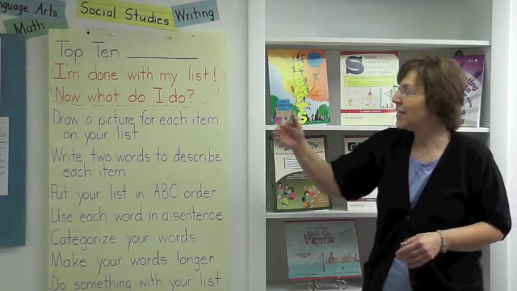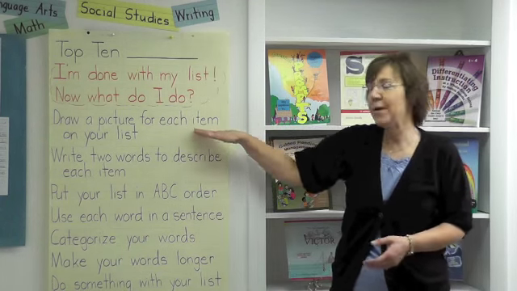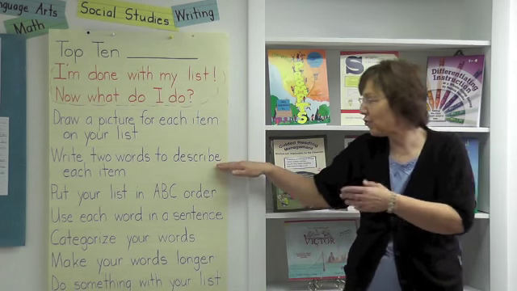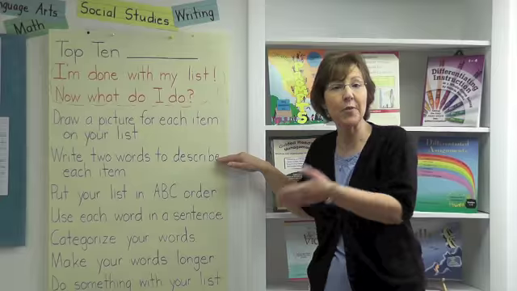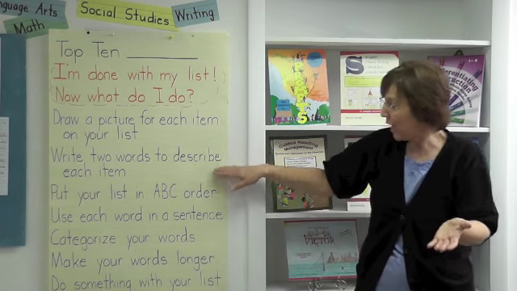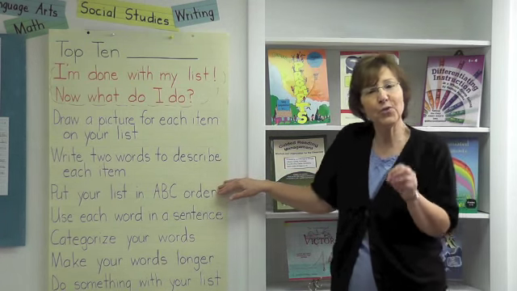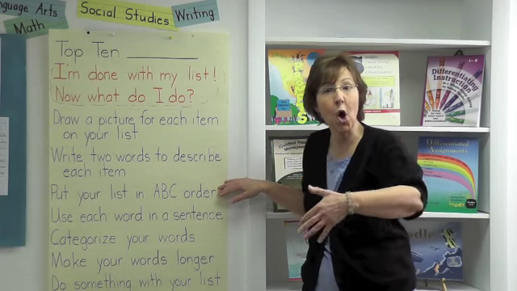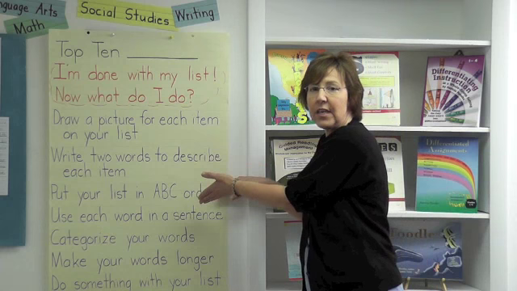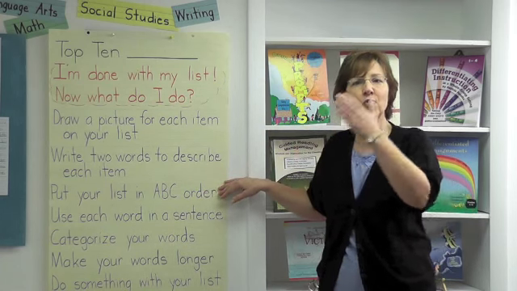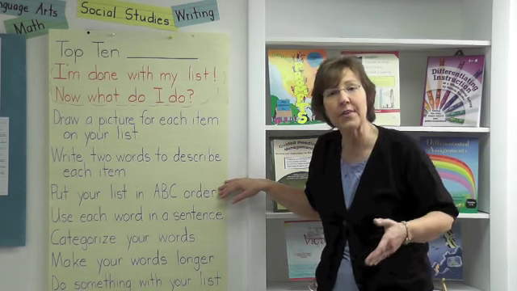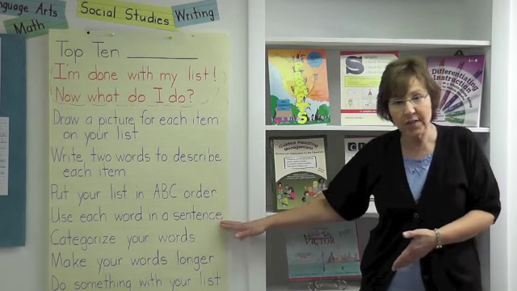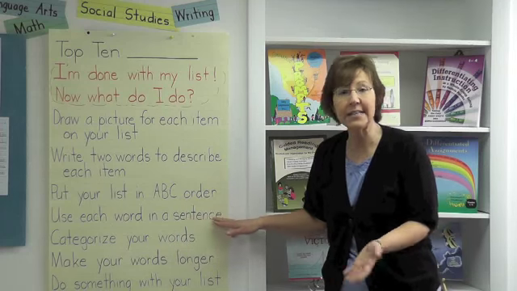So for example, take your list and draw a picture for each item on your list. Take your list and write 2 words that describe each item. We're really working now with adjectives. Take your list and put them in ABC order. So you see, a lot of times these are old curriculum things that you might have done a week ago, a month ago, but because it's here, it's cyclical. So students can always go back and practice some of the things that you've already worked with. Take your list and take the words in those lists and use each word in a sentence.